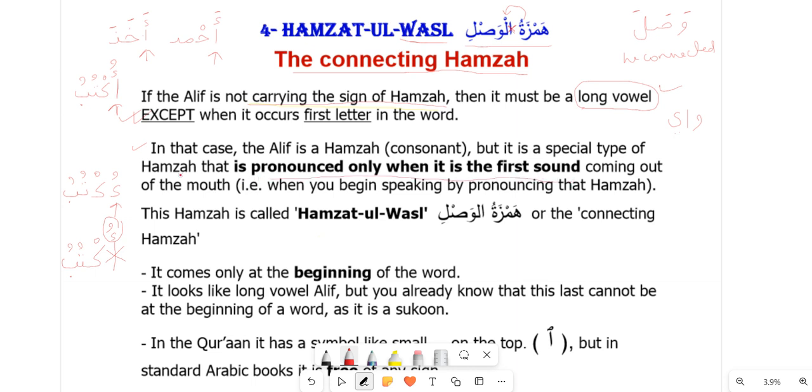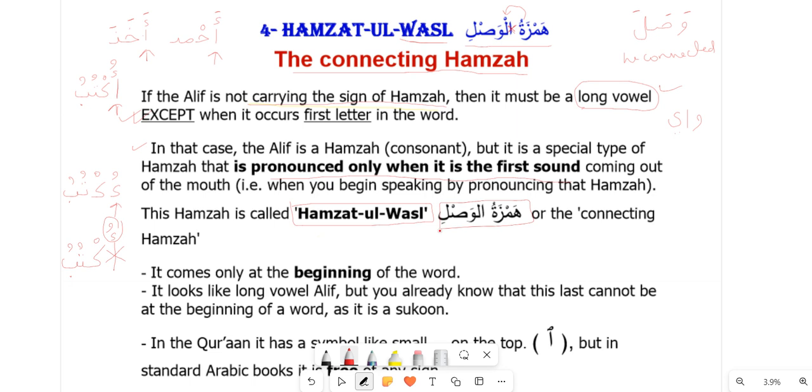Okay. In this type, hamza is pronounced when it is just starting the word and it is coming out of your mouth. For example, the first letter is hamza and you have to pronounce this word. So Ahmad, the first sound is of hamza. Ahmad, akhaza, uktub. So it is the first letter and it has to be pronounced. The hamza is called hamzatul wasl. It is called hamzatul wasl.